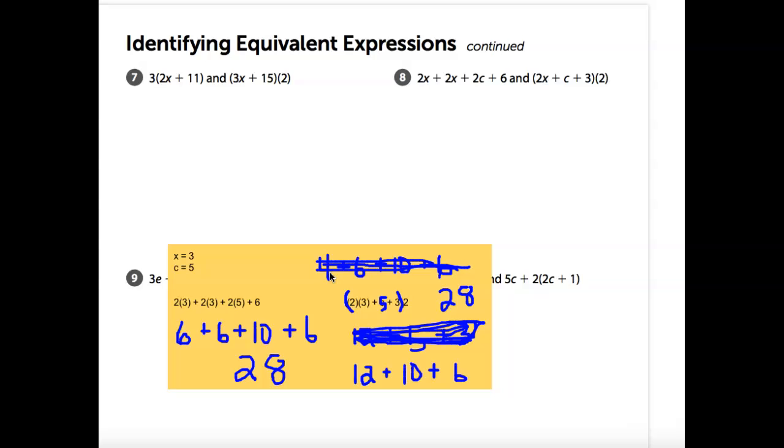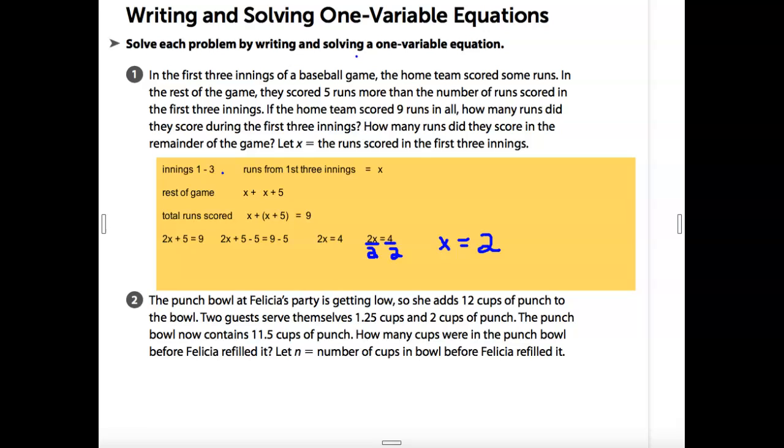So that just shows that if you put numbers in for those variables, you can see how those two expressions are equivalent. All right, let's continue on. Okay, let's take a look at number 1 on page 29.